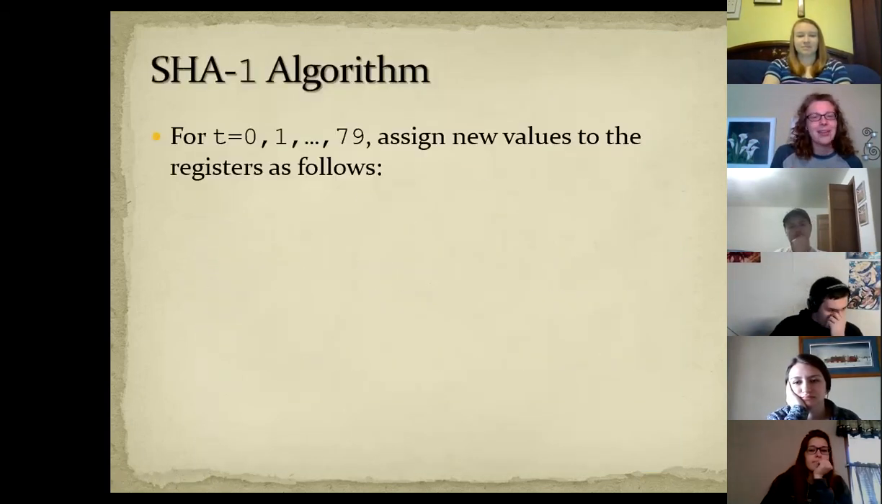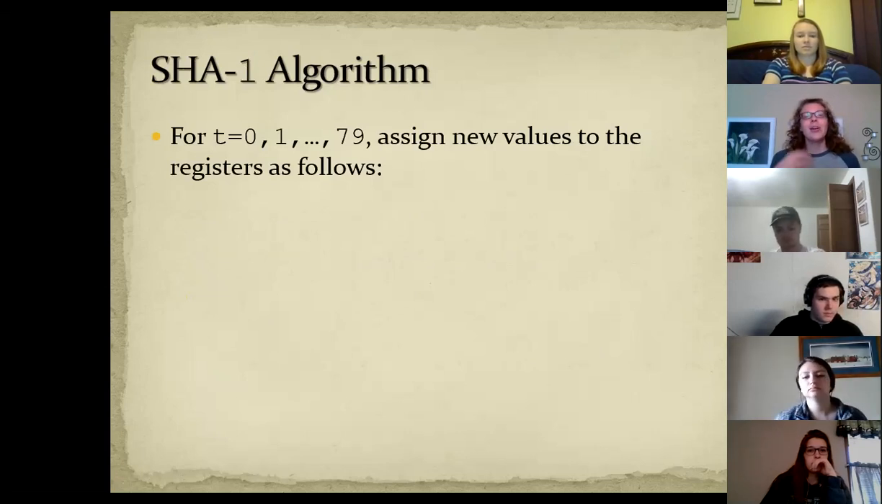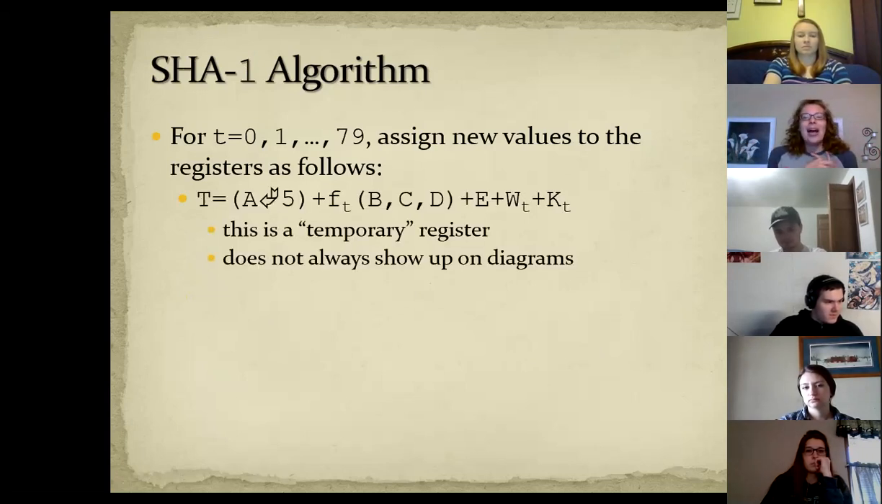All right, here's where we're at. So now we're going to do an iterative process, right? Remember I said this was an iterative process. So we're going to write a for loop. Computer science people, you should think about how you're writing this for loop. So we are going to run this loop for t from 0 through 79, and we're going to assign new values to the registers. So right now I've got values in A, B, C, D, E. We're going to do a bunch of math, and we're going to get new values in A, B, C, D, E. Here's how. So I've got this temporary value, whole bunch of stuff going into here.